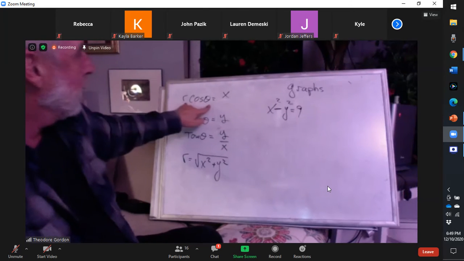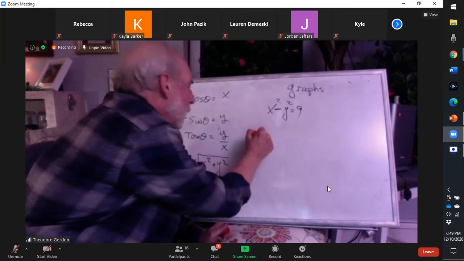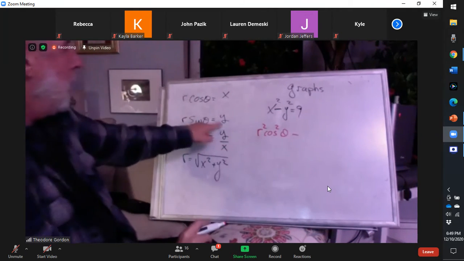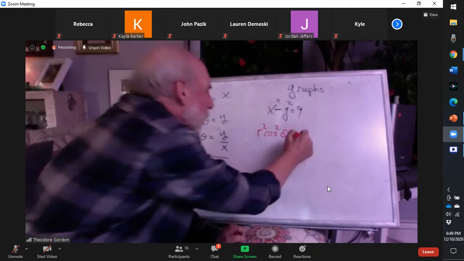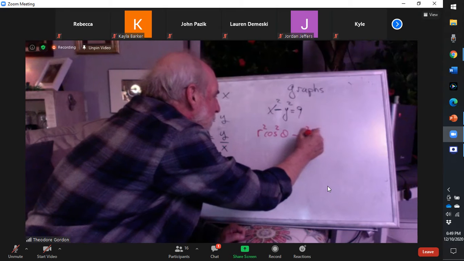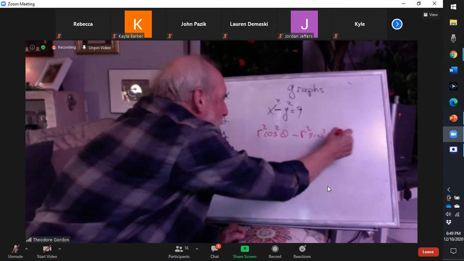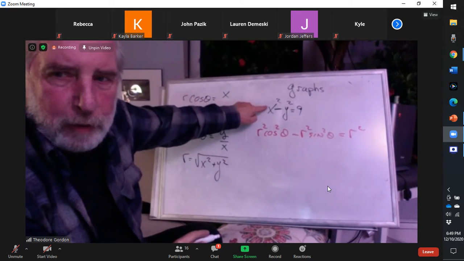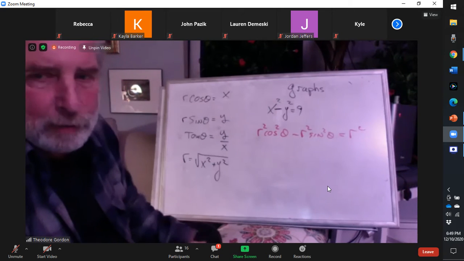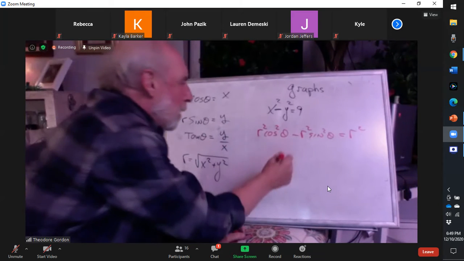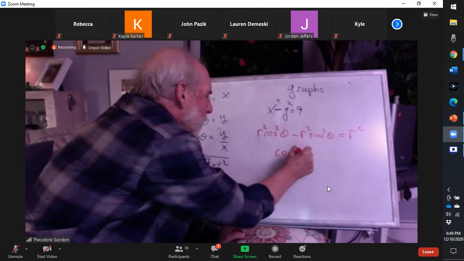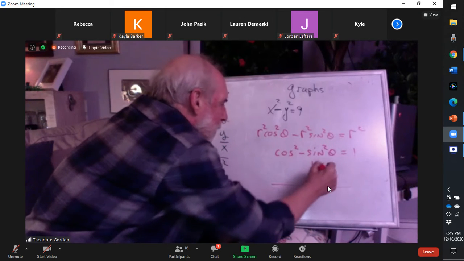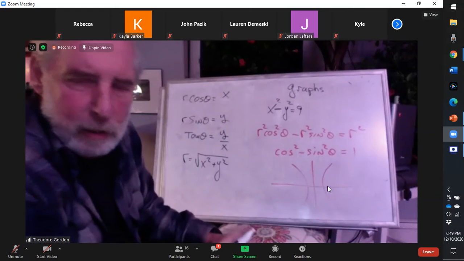So x squared becomes this. So we get r squared times cosine squared theta minus y is r sine theta. So y squared becomes r squared sine squared theta. And we know that this is r squared. So I've converted from rectangular to polar, and something cancels out here. So all the r's cancel out, and we get cosine squared minus sine squared is equal to 1. And what that kind of gives us is something called a hyperbolic or a hyperbola.